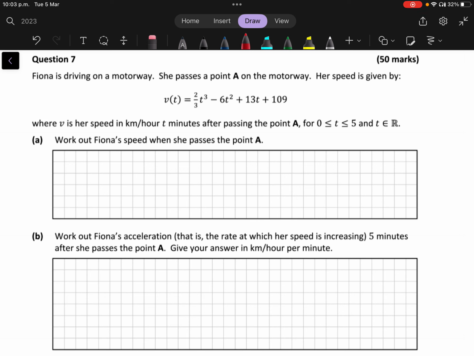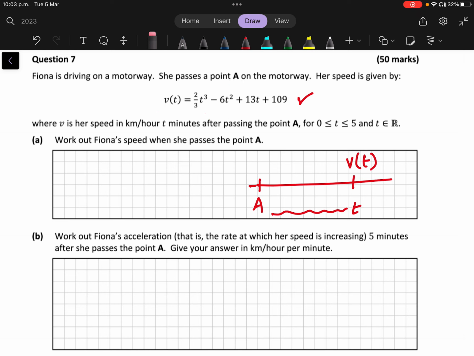So pause this video and try to read this question. Here what they have given is a velocity, and they're saying that it is passing a point A on the motorway. If you can visualize it, it is passing the point A on a motorway, and v of t is the velocity at any time t, which means that after t minutes, the velocity is given by v of t, and that is this function. Now they're asking us to do the calculation.